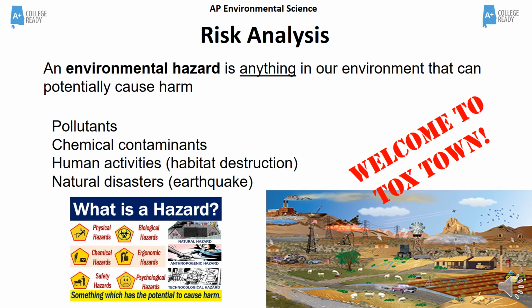An environmental hazard is anything in our environment that can potentially cause harm. This includes pollutants, chemical contaminants, human activities such as deforestation or habitat destruction, or natural disasters such as earthquakes and volcanic eruptions.